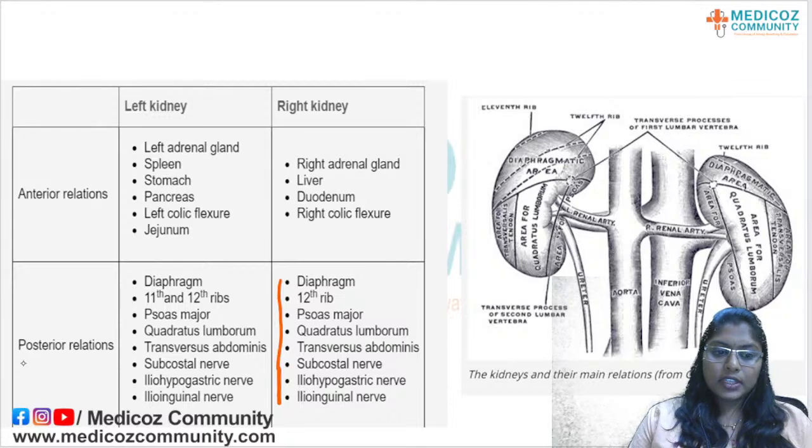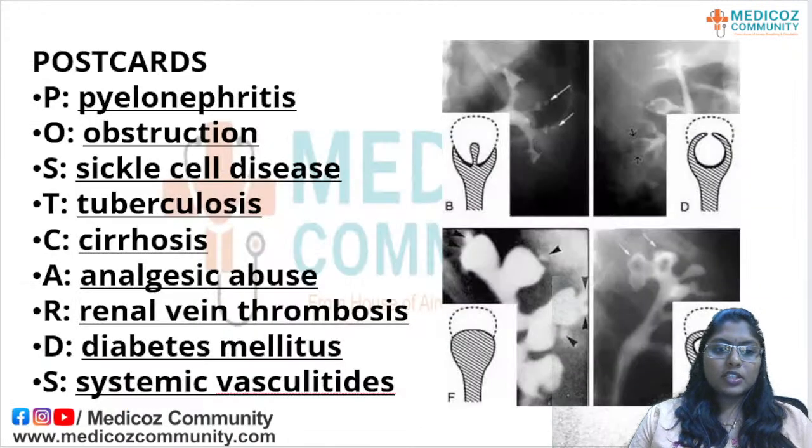So, as we have seen in our question also, the subcostal nerve, iliohypogastric nerve and ilioinguinal nerve are posterior. Obviously, the psoas, quadratus lumborum and transverse abdominis muscles are a part of the posterior abdominal wall, so they will be posterior only. And the 11th and 12th ribs and diaphragm protect the kidney from external trauma also. These are all the posterior relations of the kidneys. Okay. Coming to the next question.